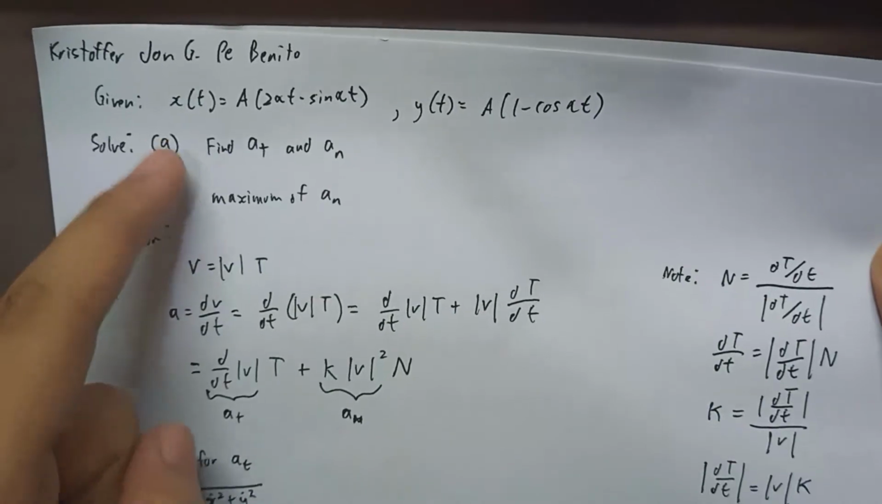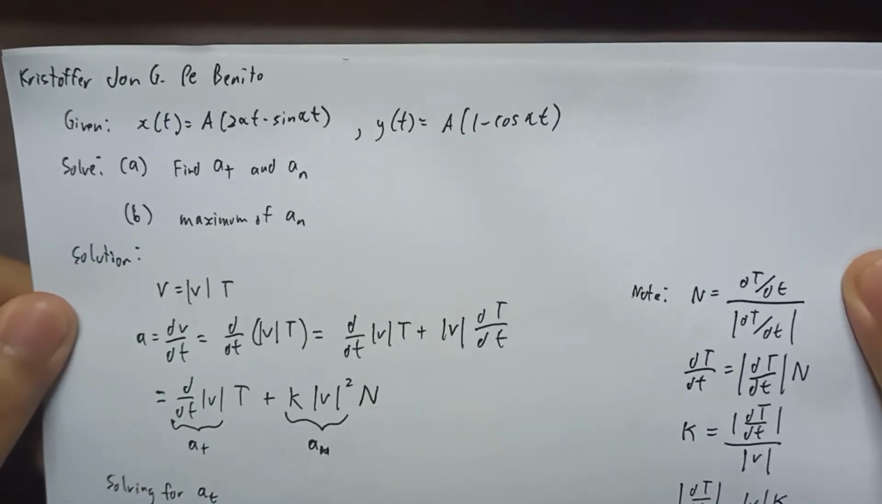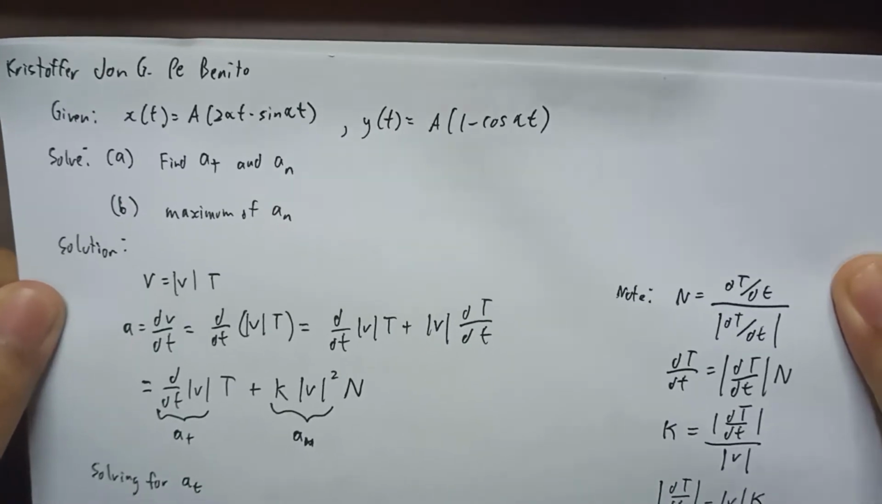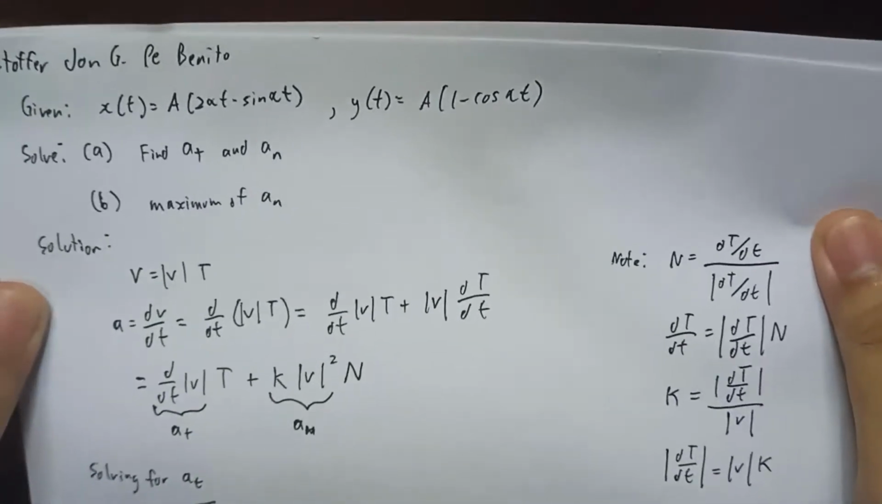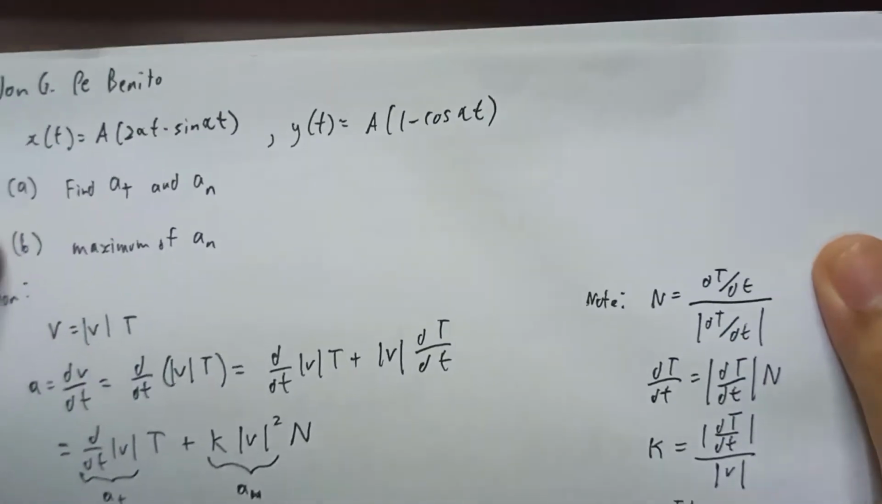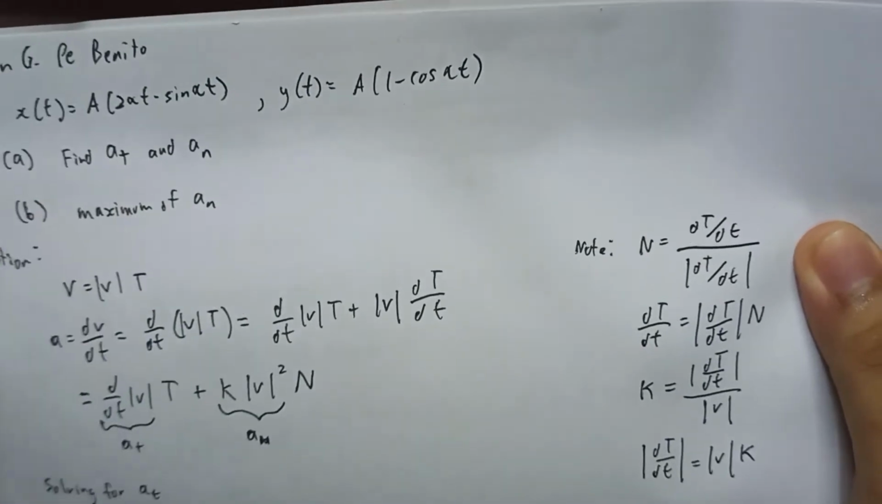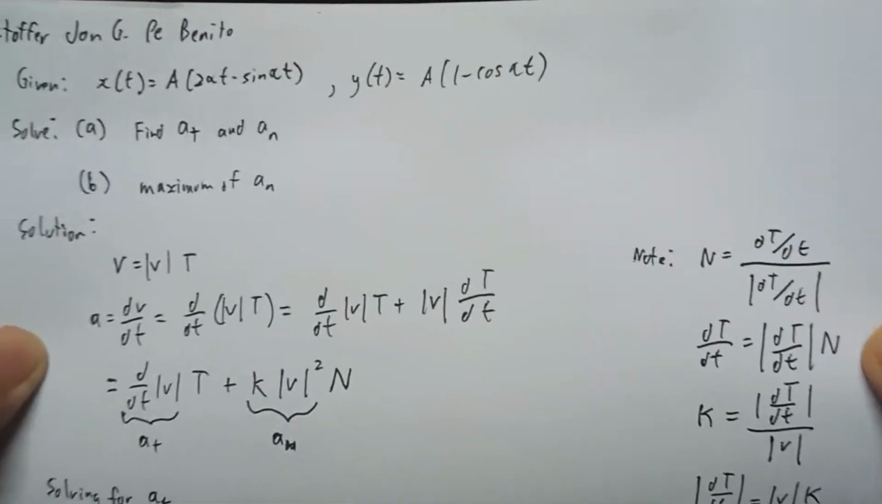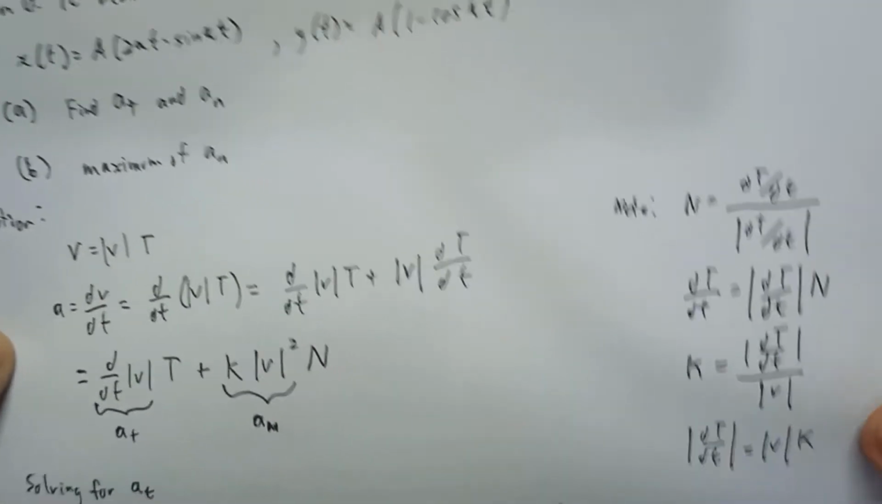The given are x of t equals a times 2 alpha t minus sine alpha t, and y of t is equal to a times 1 minus cosine alpha t. And we are asked to find the tangential acceleration and the normal acceleration, and we also have to find the maximum of the normal acceleration.